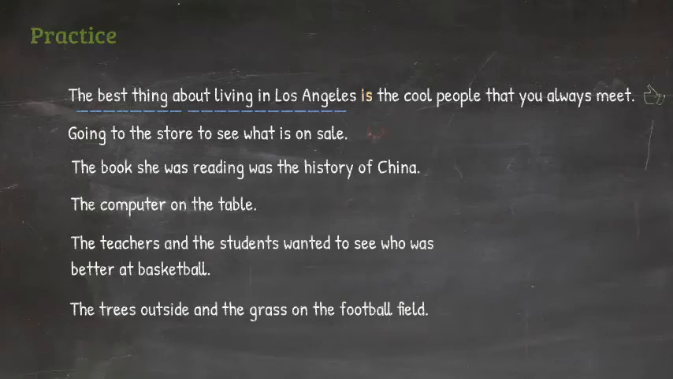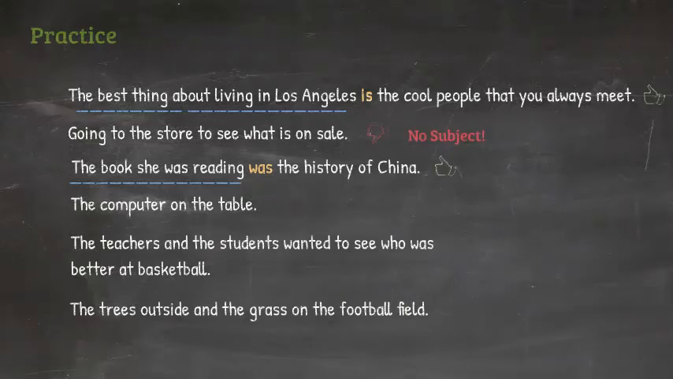Number 2, going to the store to see what is on sale. This is not a complete sentence. It is missing a subject. Who is going to the store? Number 3, the book she was reading was about the history of China. This is a complete sentence. The book, or the book she was reading, is a subject. And was is the verb.